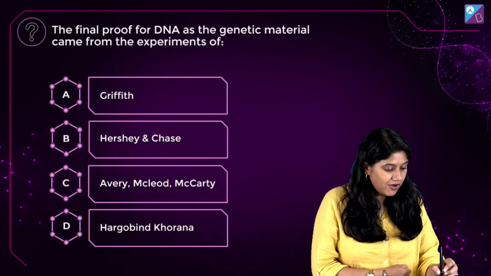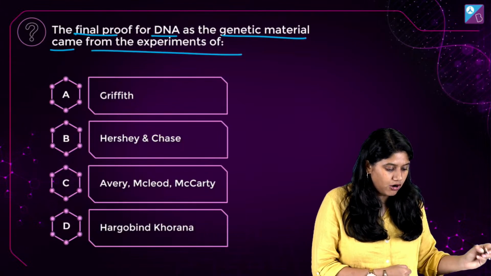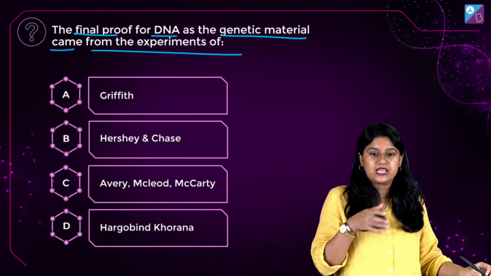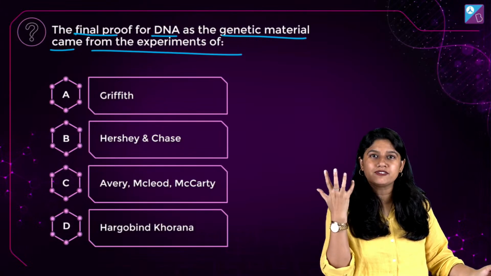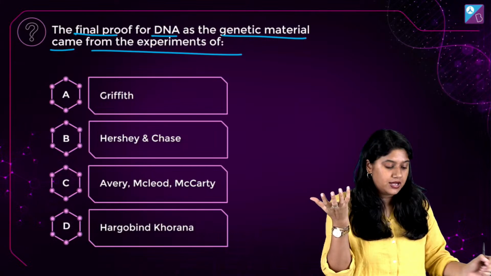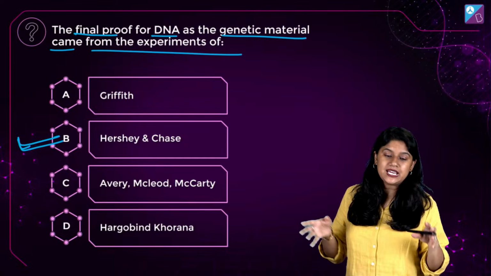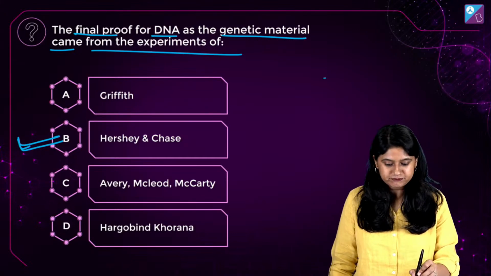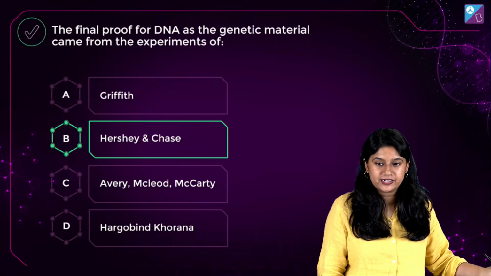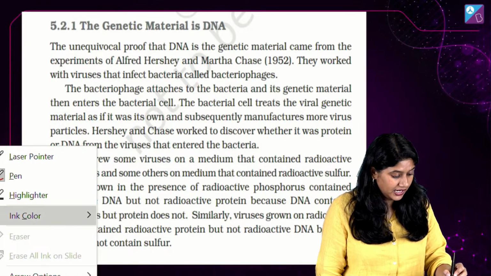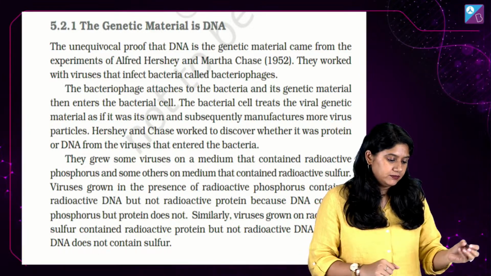The final proof of the DNA as a genetic material came from the experiment of. अभी पढ़ा तो I'm sure you'll be able to give the answer. Yes? From where we got the final proof? Very good. By the experiment done by Hershey and Chase. Option B is the correct answer. So with this everyone, we are done with the experiments. There's one more छोटा सा topic that we have.